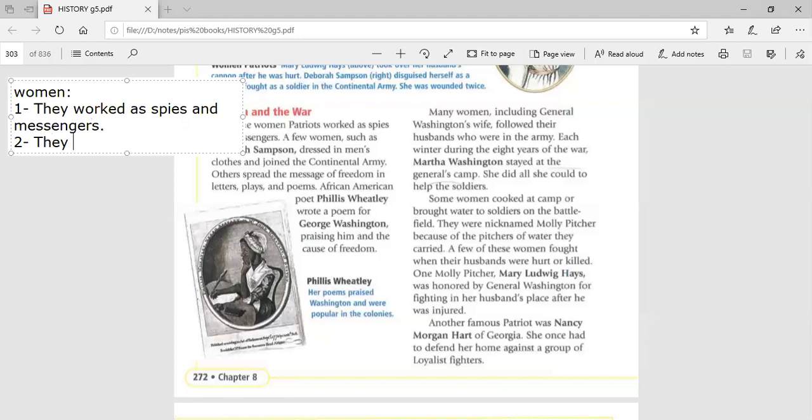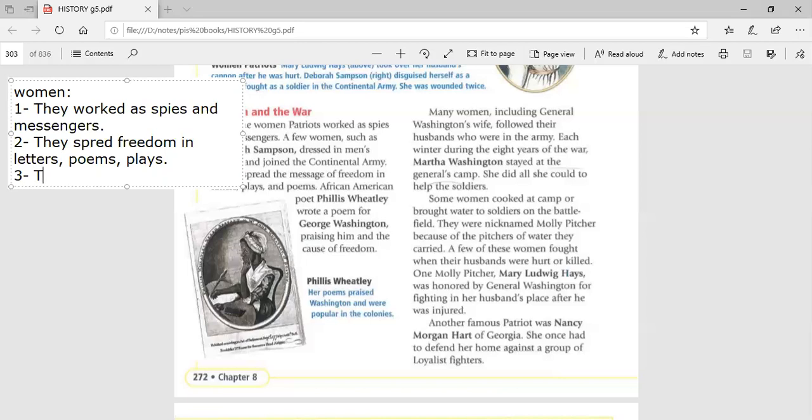Second, they spread freedom in letters, poems, or poetry, or dramas, for example, or plays. Okay, what else? Number three, some of them cooked in the camps.